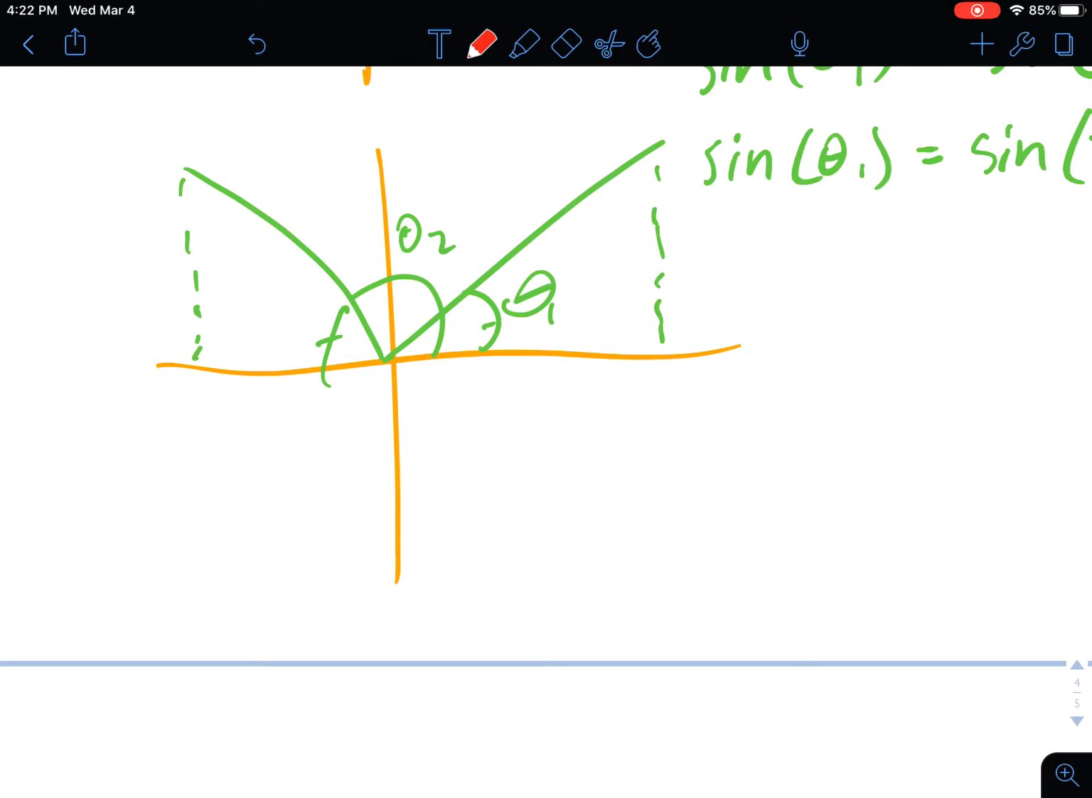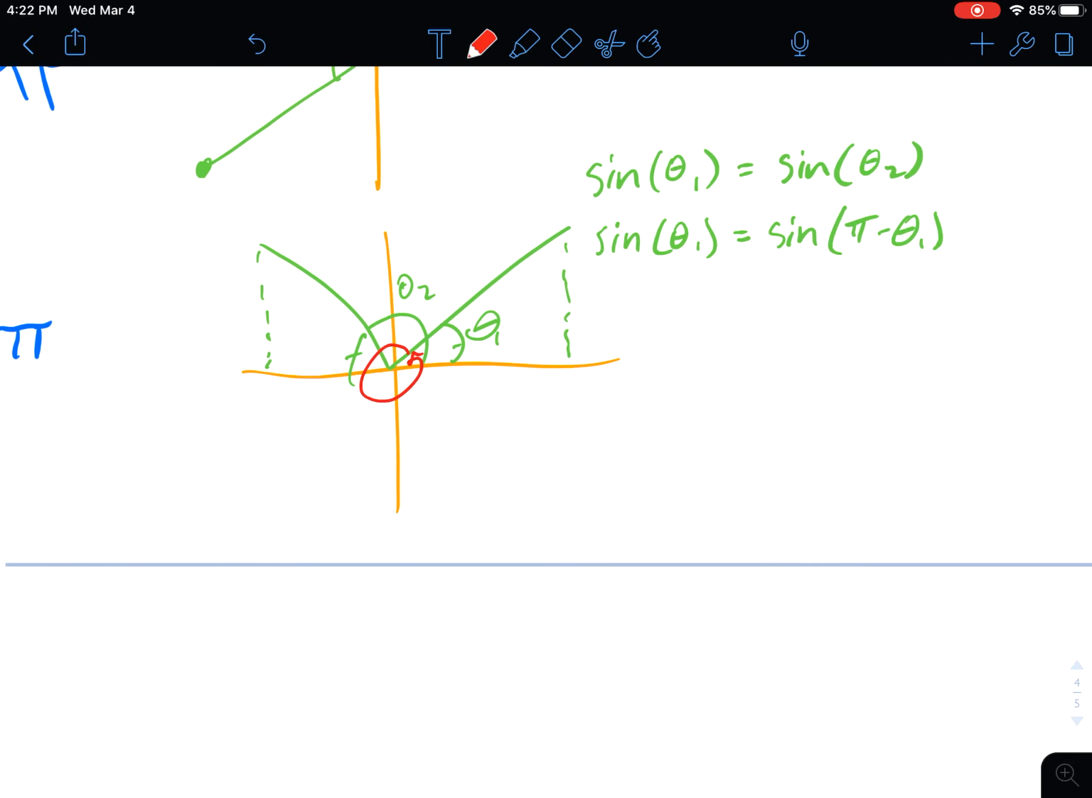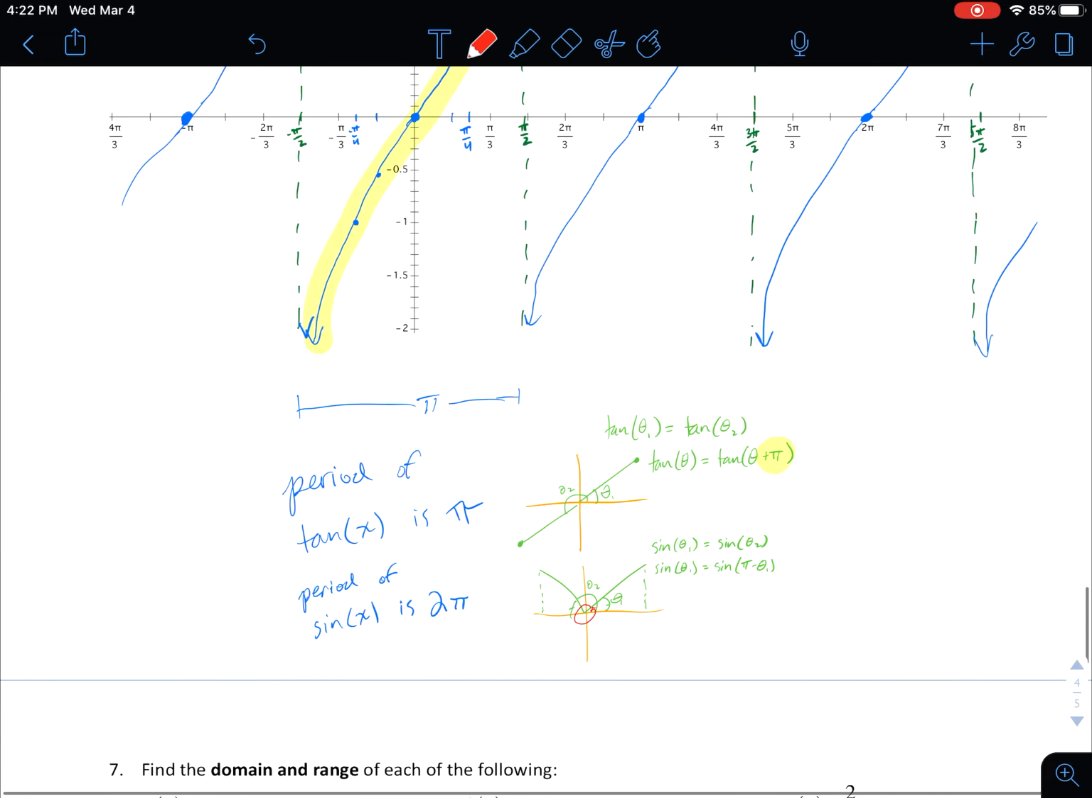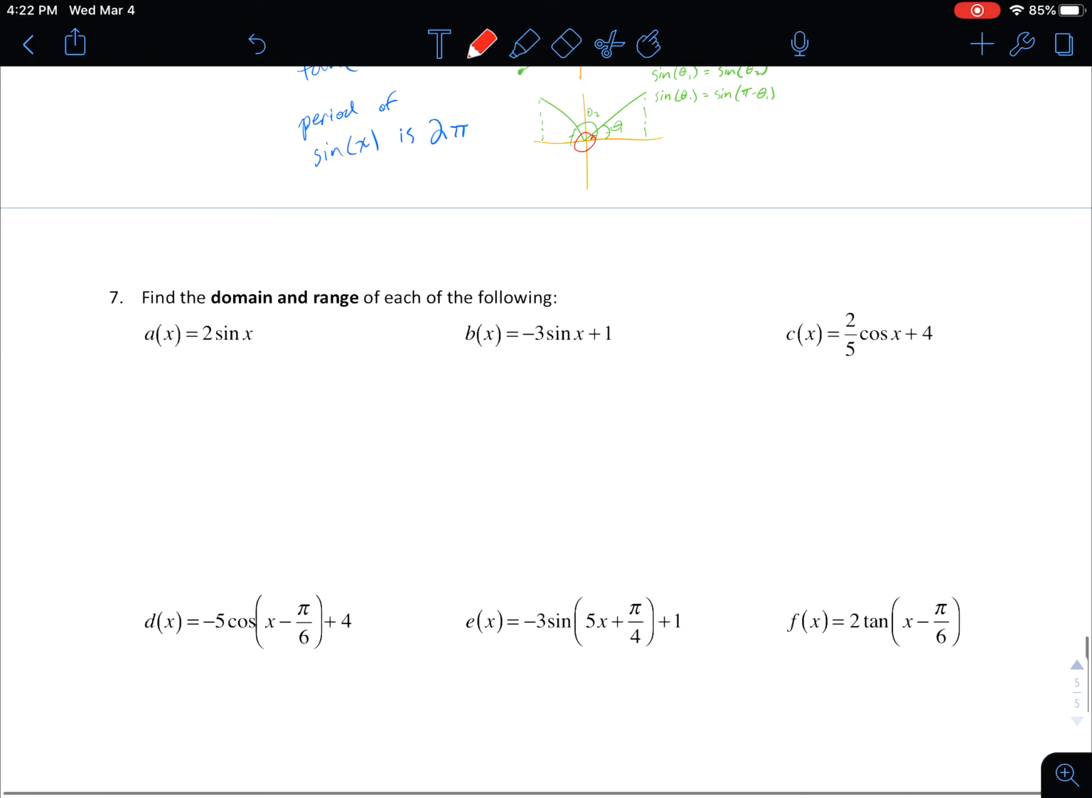To get to a point where it's going to repeat itself again, you have to go all the way around the circle, which is why its period is 2 pi. So there's your tangent graph.